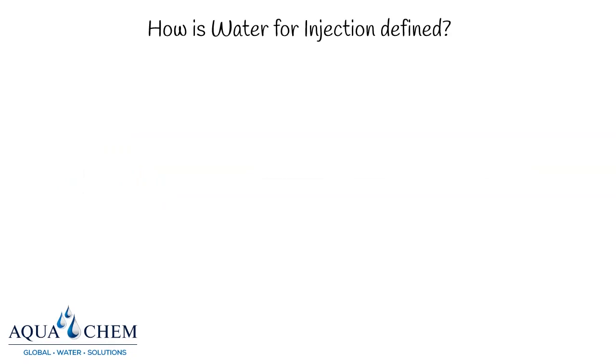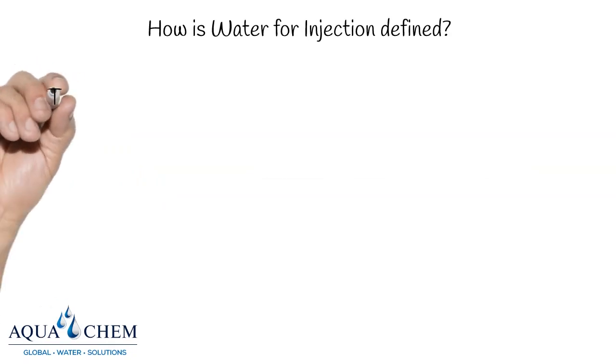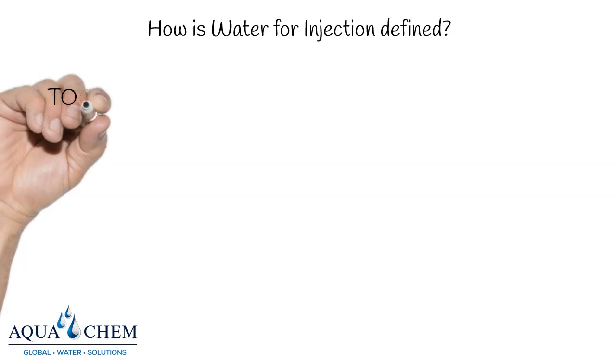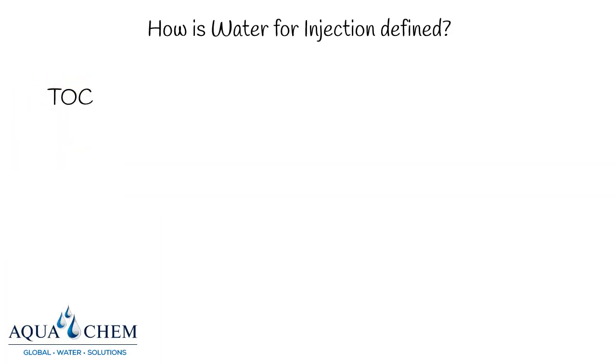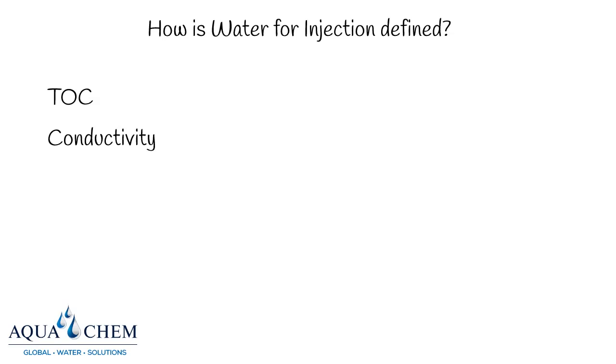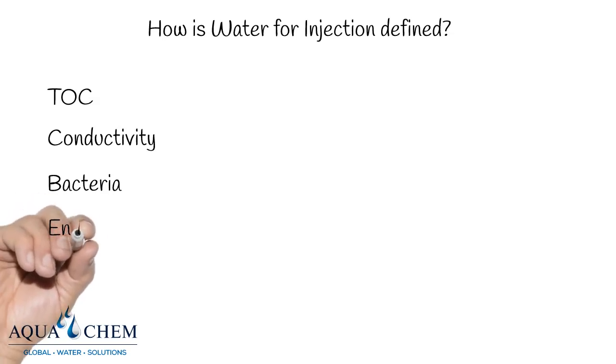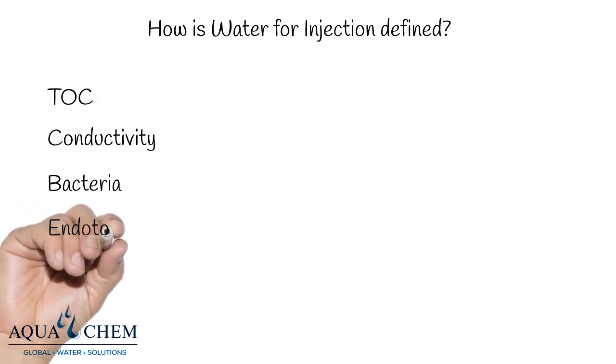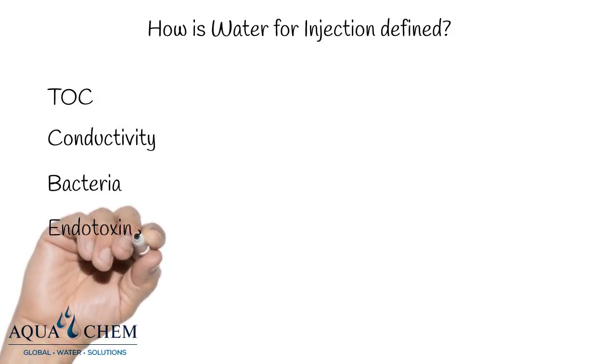The USP defines WFI with four main measurable characteristics: TOC, or total organic carbon; conductivity, which is the indirect measurement of ions in the water; bacteria; and endotoxin, which is a part of the outer membrane of the cell wall of gram-negative bacteria.